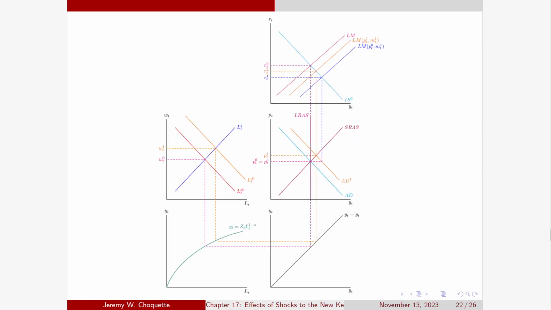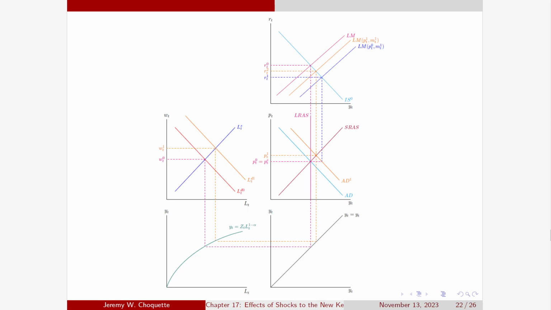So we trace that over from here, down, over, and up, and you can see we get a reduction in unemployment, which means an increase in employment, an increase in the real wage rate. Prices go up a little bit, output goes up, and the real interest rate falls.